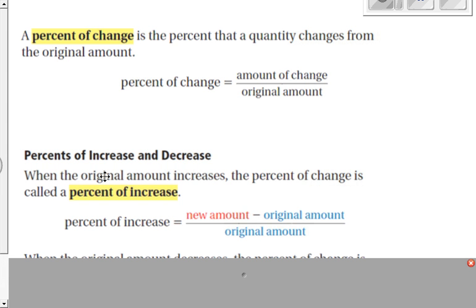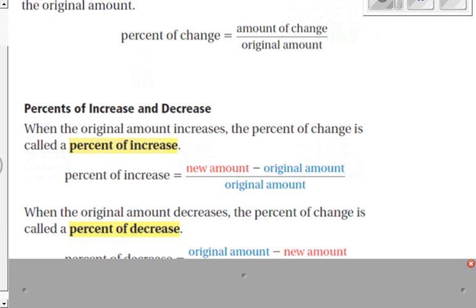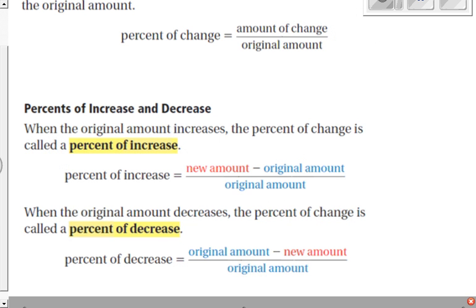When the original amount increases, the percent of change is called a percent of increase. The formula for a percent of increase is the new amount minus the original amount divided by the original amount. When the original amount decreases, the percent of change is called a percent of decrease. Percent of decrease equals the original amount minus the new amount divided by the original amount.